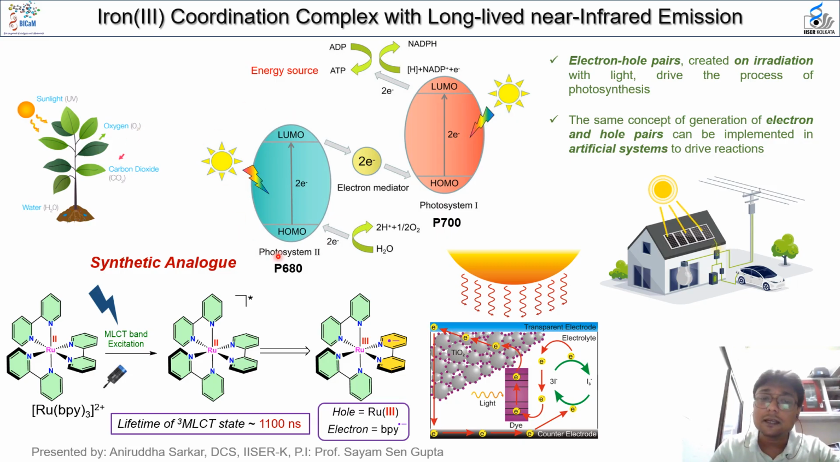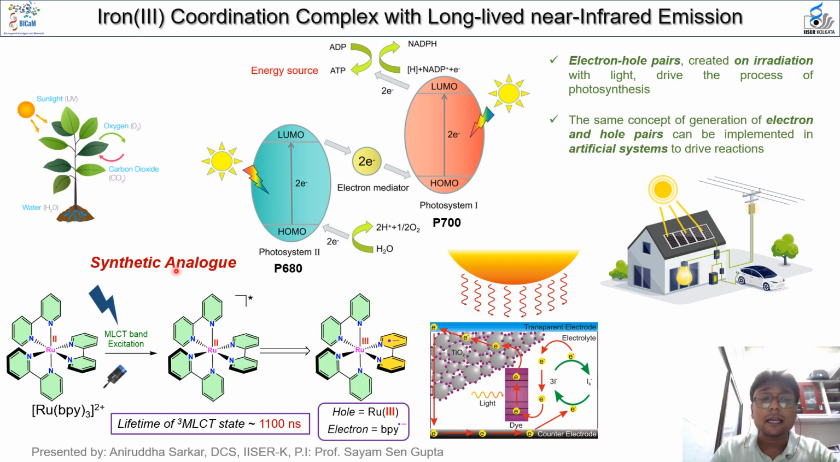Now if you look at the mechanism, in photosystem 2, upon sunlight irradiation, the electron gets excited from HOMO to LUMO. Then through some electron mediator it enters photosystem 1, where the electron gets excited again from HOMO to LUMO, and the energy source ATP is formed and NADP+ is reduced to NADPH. If I summarize the concept, it's nothing but the generation of an electron and hole pair which drives the photosynthesis reaction. The same concept of electron and hole pair generation we can also implement in an artificial system.